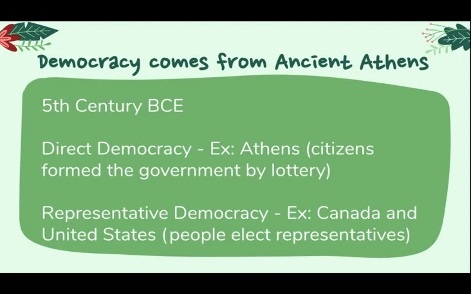Democracy comes from ancient Athens in the 5th century before Common Era, so a long time ago. In Athens, they practiced something called direct democracy, where the citizens formed the government by a lottery, and you would have to serve in the government for a year if your name was drawn. In Canada and the United States, we have something called representative democracy. This is where people elect representatives, other people who hopefully represent their views to be in government.